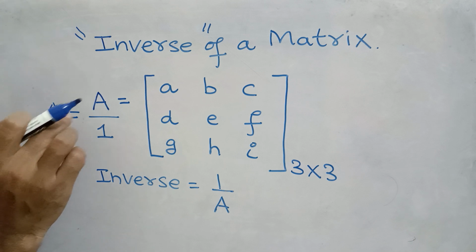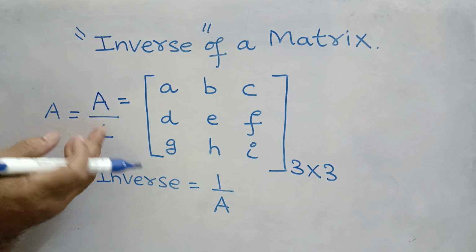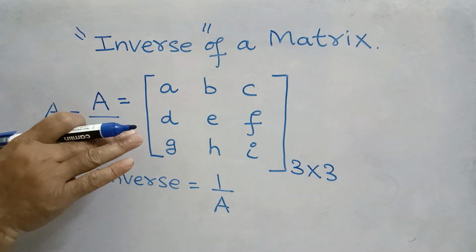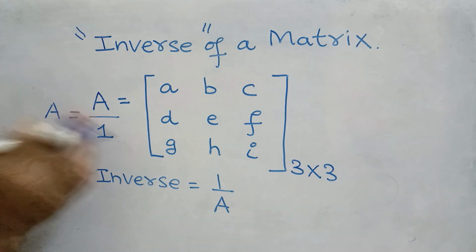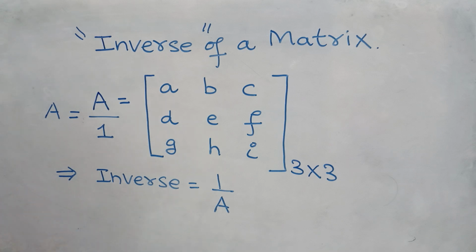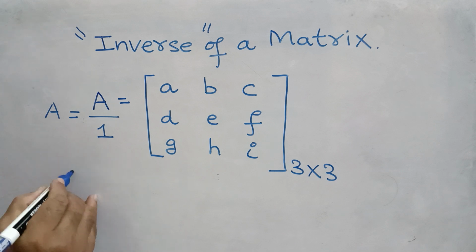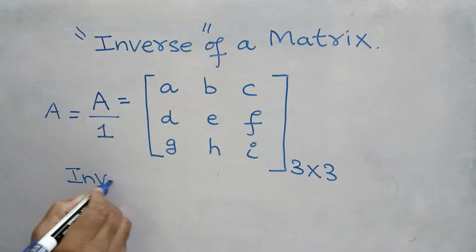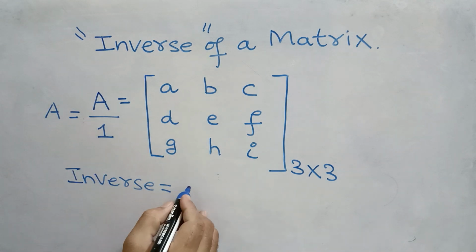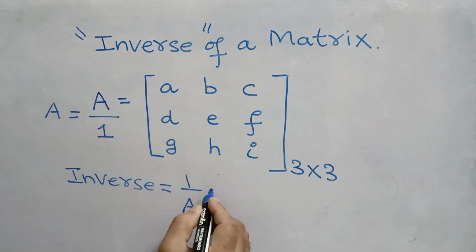If you take the inverse of A, then we have to take the reverse. Reverse is nothing but 1 by A. That is what the inverse means. Inverse is nothing but 1 by A. You have to remember that. Inverse is nothing but we take the reverse of it, that is 1 by A.